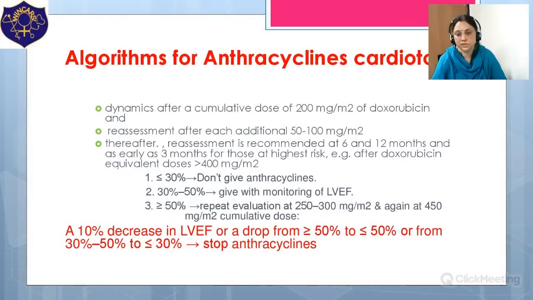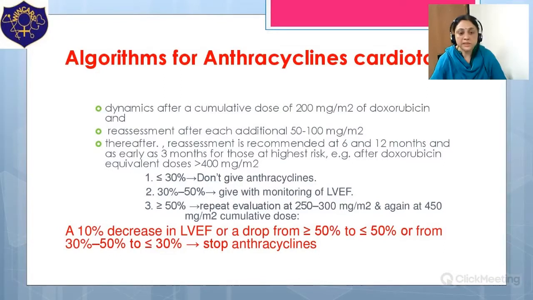for those who are high risk for cardiotoxicity, such as high dose doxorubicin of more than 400. If the ejection fraction is less than 30%, do not give anthracyclines. If it is between 30 to 50%, give anthracyclines with serial monitoring of the ejection fraction. If more than 50%, repeat the evaluation at 250 to 300 mg and again echo assessment at 450.